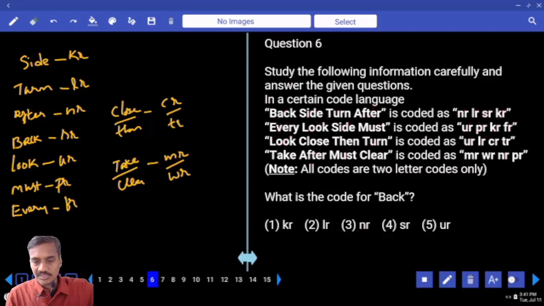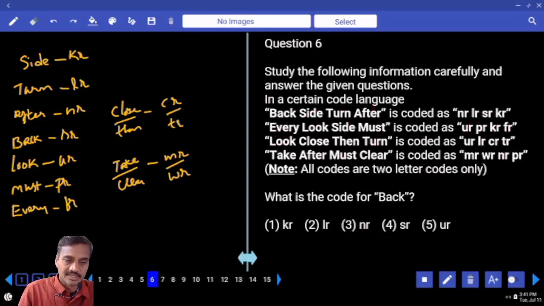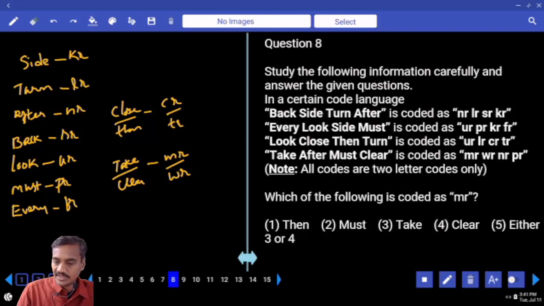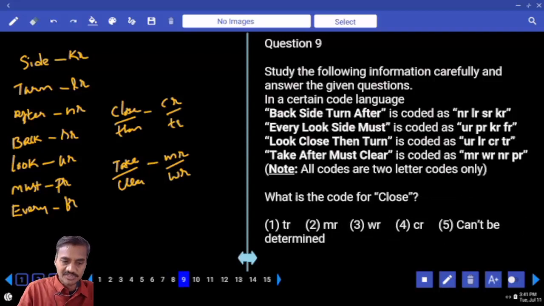Then coming to this one, what is the code for the word back? The code for the word back is SR, choice 6. And what is the code for every? Every is FR, choice 3. And which of the following is the code for MR? MR is either take or clear, take or clear, 3 or 4, choice 5. 9th one, what is the code for the word close? CR or TR, isn't it? Hence it cannot be determined, choice 5, question number 9. Because the question asks about the code, we need to determine a definite code. Definitely we cannot say, hence cannot be determined, choice 5.